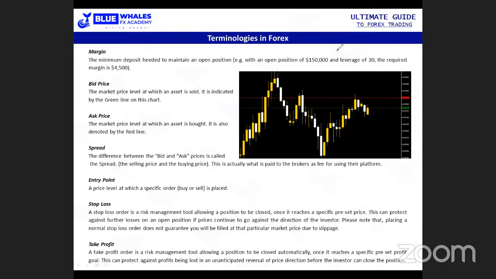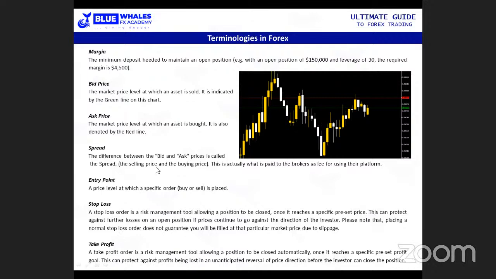Then we have entry points. Entry point simply means a price level at which a specific order is issued, or it's placed. Then we have stop loss. Don't worry, we'll be talking more about stop loss and other stuff.